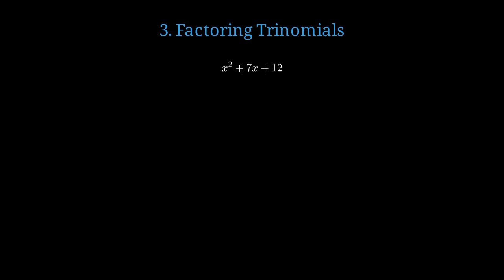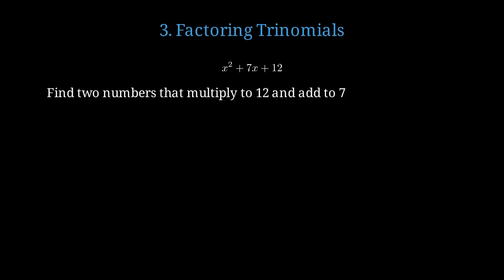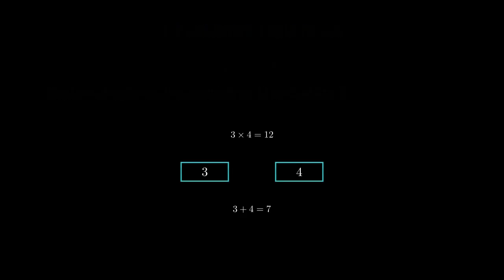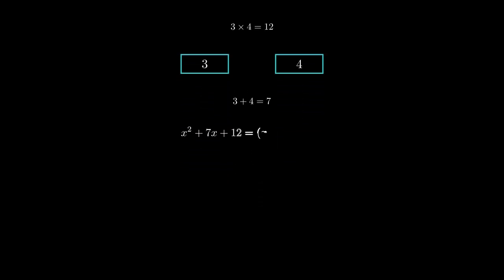Consider the trinomial x squared plus 7x plus 12. We need two numbers that multiply to give 12 and add to give 7. The numbers 3 and 4 work because 3 times 4 equals 12 and 3 plus 4 equals 7. So our factored form is x plus 3 times x plus 4.